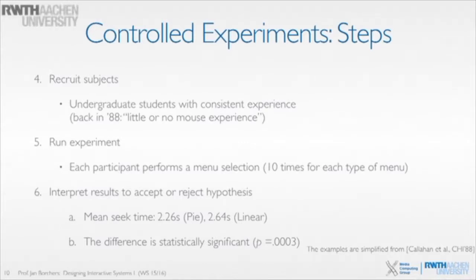Next thing is you recruit subjects. In their case, back in '88, they looked for undergraduate students that had little or no mouse experience. Well, that won't work today. You have to keep in mind that you need a group of people where you have no uncontrolled variables floating around too much. So the experience that these people have should be consistent, for example, so that you don't end up with one group having played with computers a lot and the other group not, to avoid impact and noise and things that mess up your data.